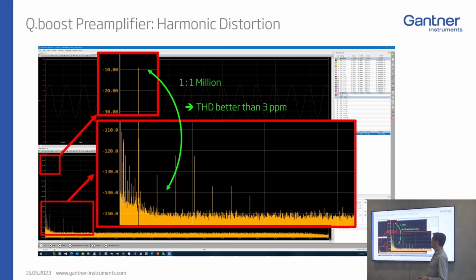So the total harmonic distortion, which is the sum of all those harmonics, is better than 3 ppm, so less than 3 ppm of the originally applied signal. And that is by a factor of 100 better than any other device out there in the market.